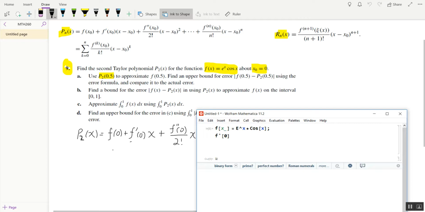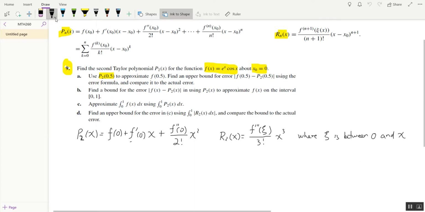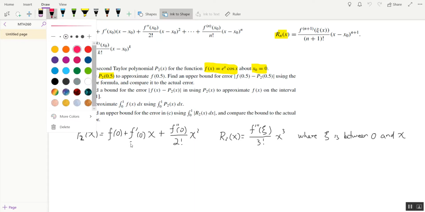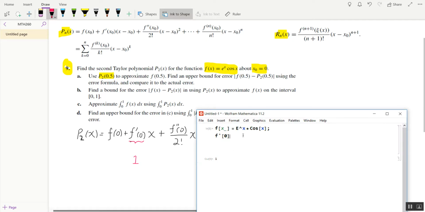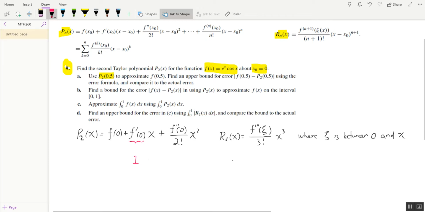I'm going to write this down. Okay, I'm going to choose a red. So according to my Mathematica, this is 1. Okay, and let's continue to do the f double prime at 0. So f double prime, you just type this prime symbol twice at 0 and run it. So it's equal to 0 here. So I do know that this is going to be 0.